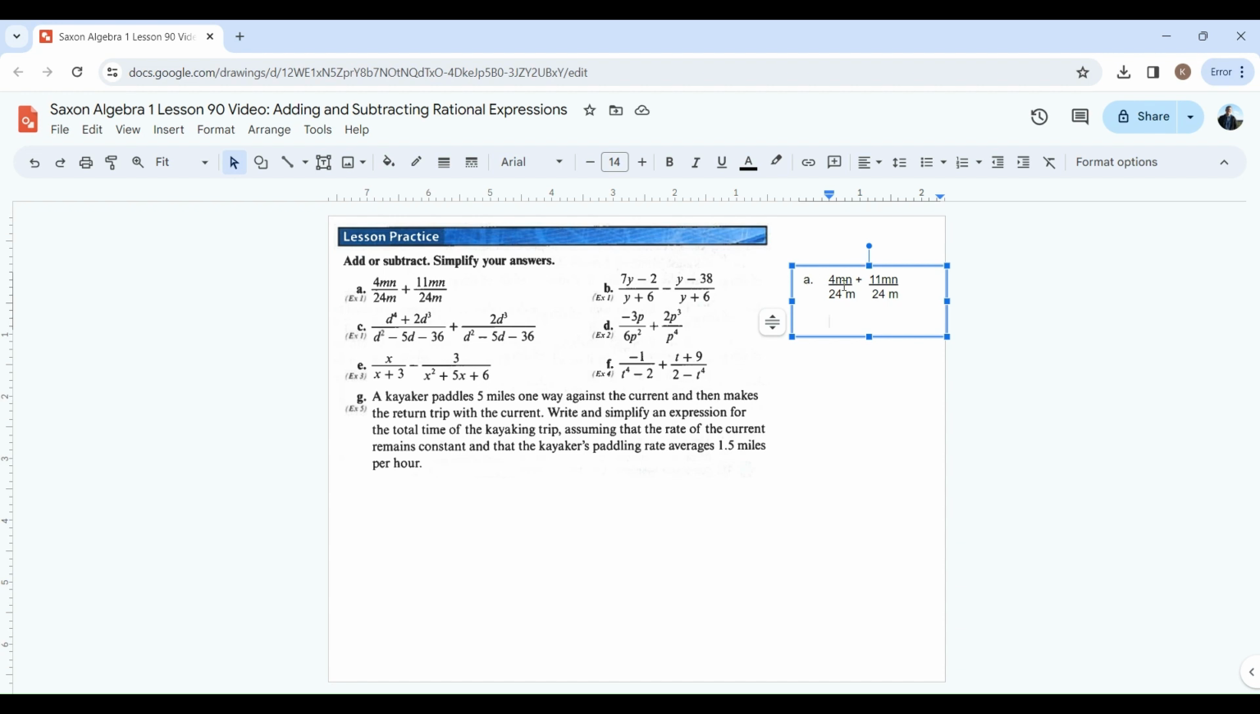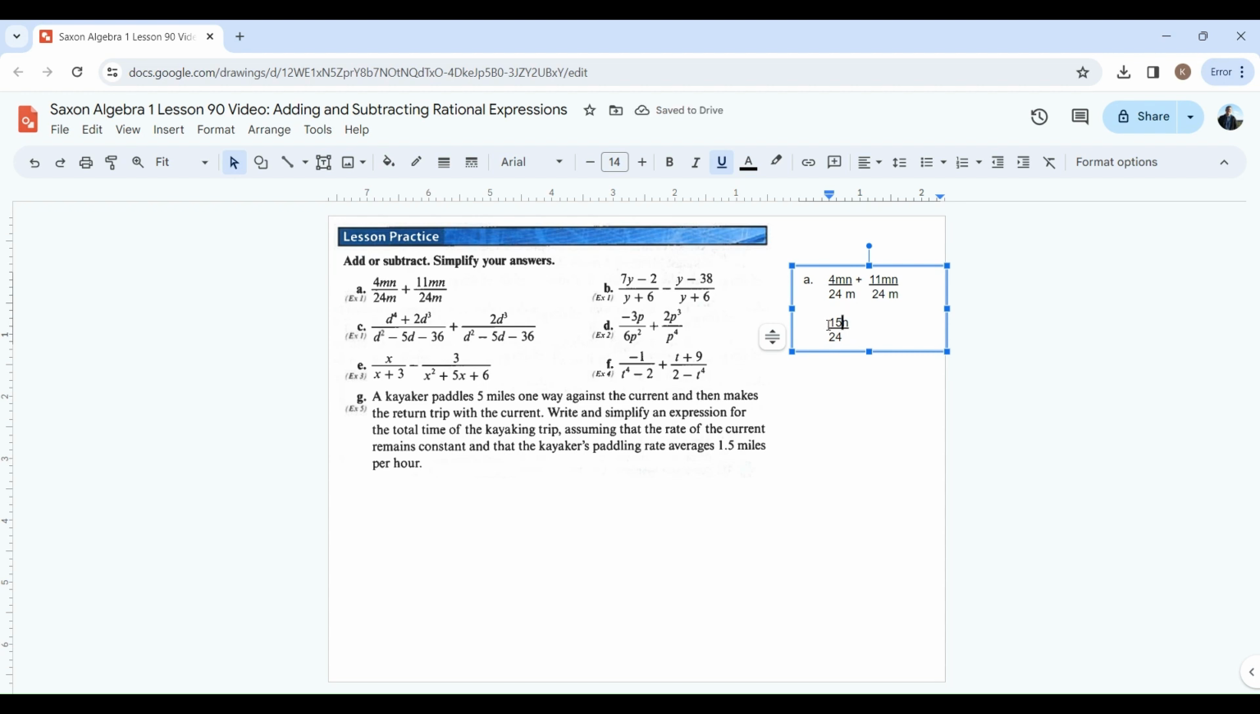I just leave alone what's on the bottom. So as long as I can add what's on the top, and you're going to have to use all your rules for what you can add together, 4mn's plus 11 more mn's make a total of 15 mn's. And this is going to be 15mn over 24m. All right, now it would be nice if we were done, but these problems are a little bit more complicated. We need to ask ourselves if there's anything that can be reduced in the numerator and denominator. Do I have any factors in common in the numerator and denominator that can be canceled? I see yes, I have an m in the denominator and an m in the numerator. Those will cancel each other out.